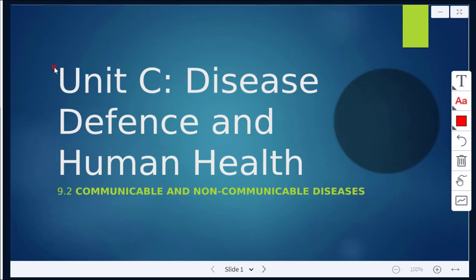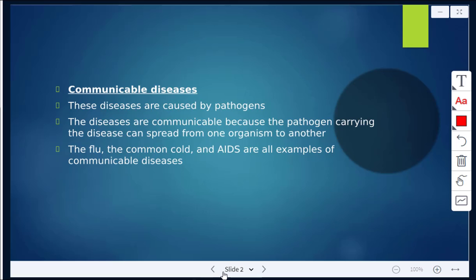All right, so today we are looking at 9.2, and hopefully we'll look at 9.3 as well. So 9.2 is communicable and non-communicable diseases. So what does that mean?